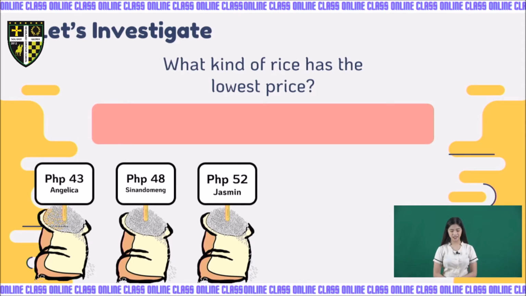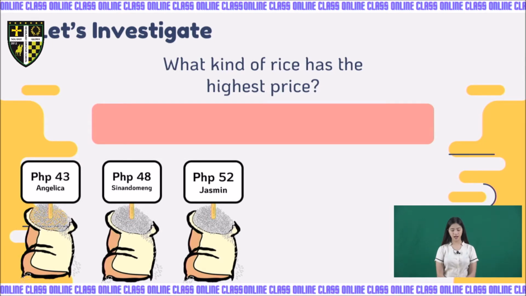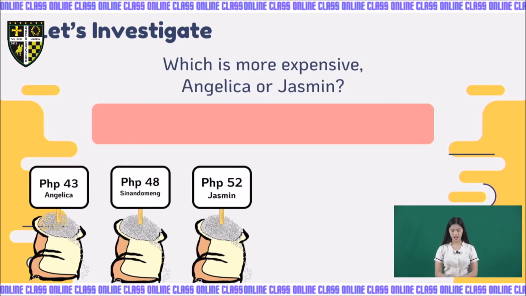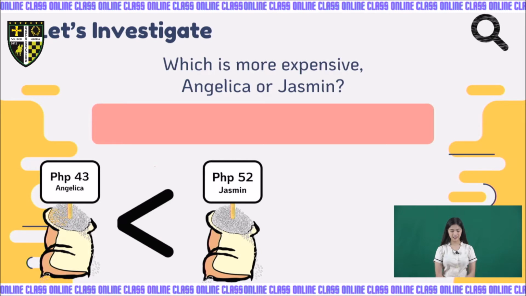Very good, kids. The kind of rice that has the lowest price is Angelica. How about what kind of rice has the highest price? Is it Angelica, Sinandomeng, or Jasmine? Very good, kids. The Jasmine has the highest price of rice. How about this one? Which is more expensive? Is it the Angelica or the Jasmine? So, Jasmine is more expensive than Angelica. So, we will say it as Angelica is less than Jasmine.